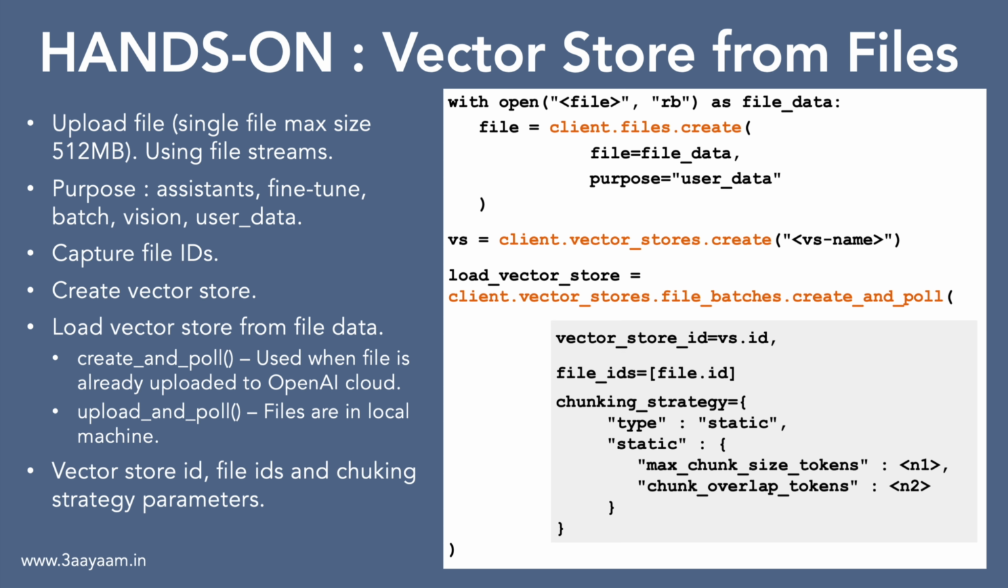So this is how we create a vector store from files. The files can be PDF files, it can be Word documents, Excel files, it can be PowerPoint presentations, it can be images, it can be scanned documents, anything of that sort.